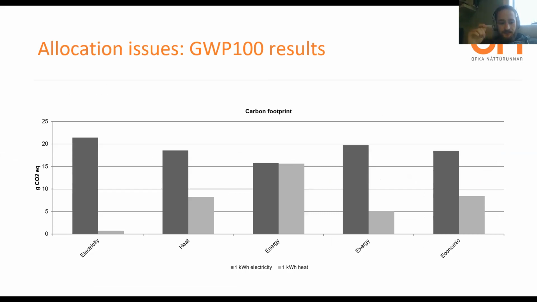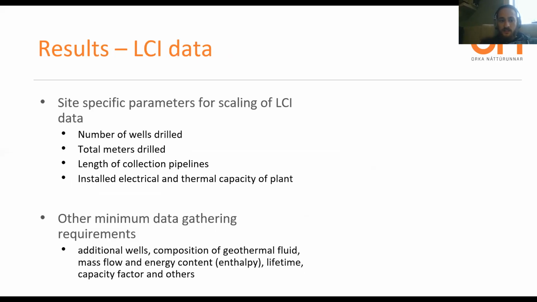So as you can see, when you're looking at the carbon footprint, the carbon footprint for electricity is significantly higher than the heat. And this is according to the different allocation methods and how you apply them. If you just look at energy produced, they're right next to each other. If you look at heat, then it's like this. So the allocation that you do impacts the results of whether it's being applied to the electricity or to the heat.